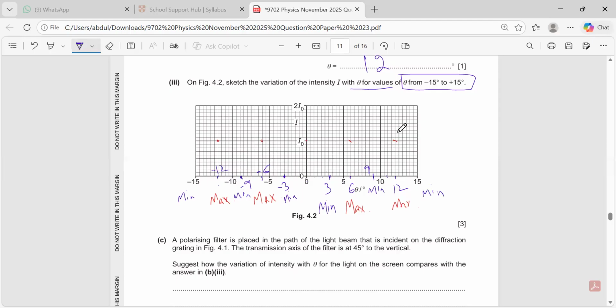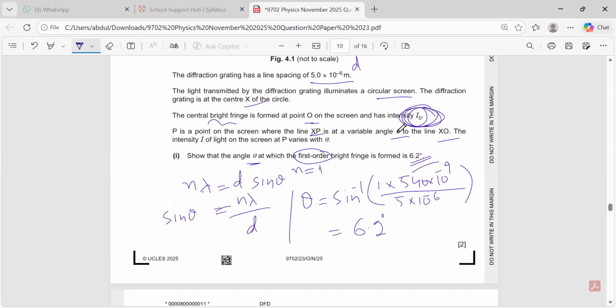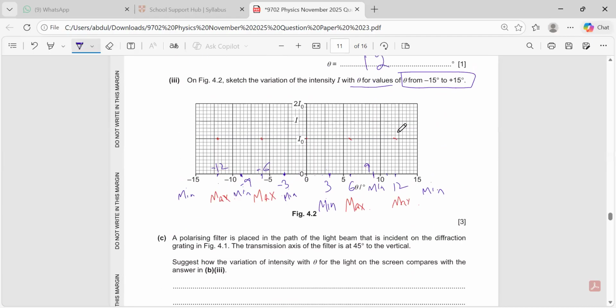Wherever it is maxima, that is constructive interference. Bright fringes are there with intensity of I naught. Why I naught? It is mentioned in the question in the beginning here. See, this is I naught, the maximum intensity. And wherever this is minima, it means destructive interference. It means darkness. Destructive interference means, in terms of path difference, my dear sons.